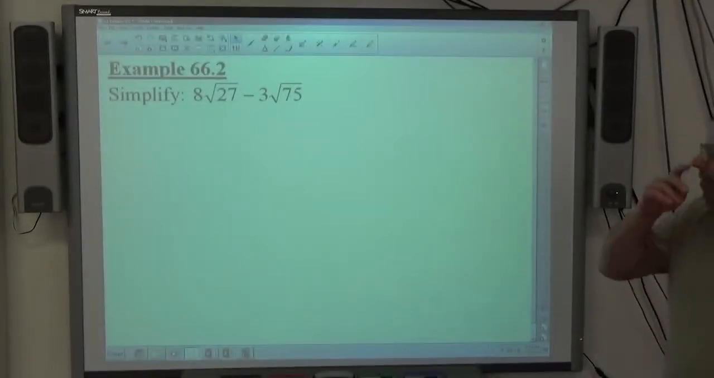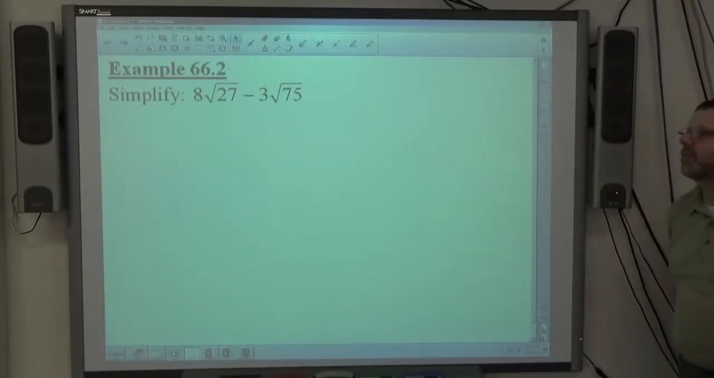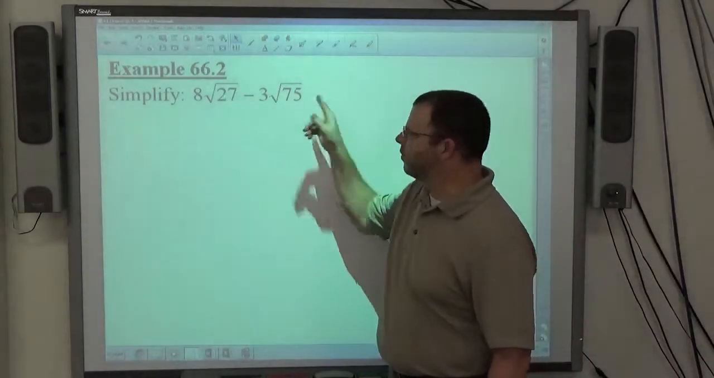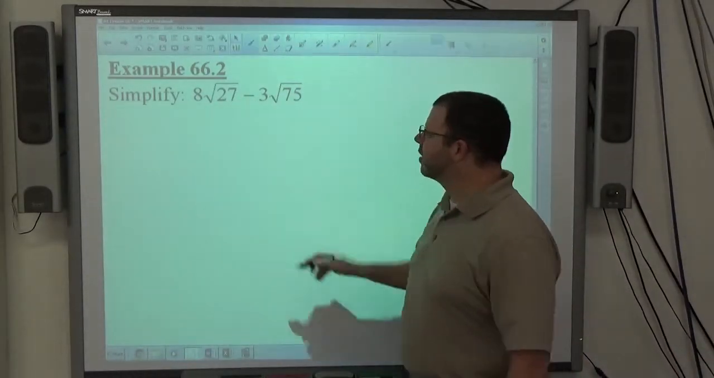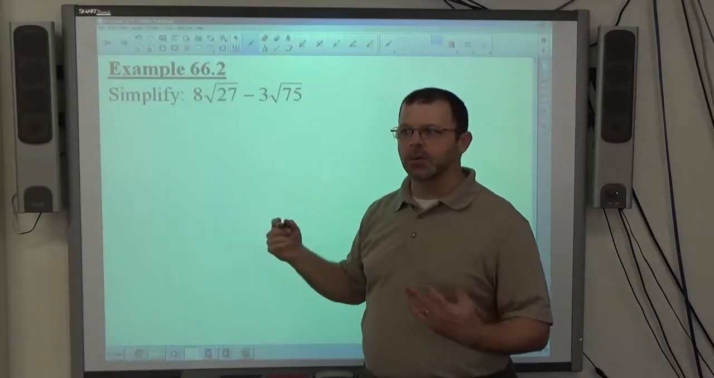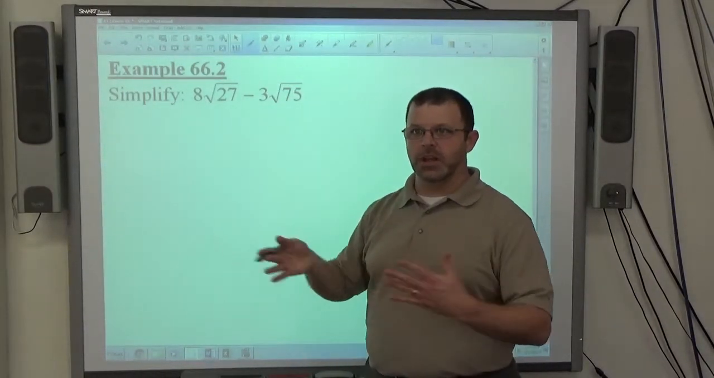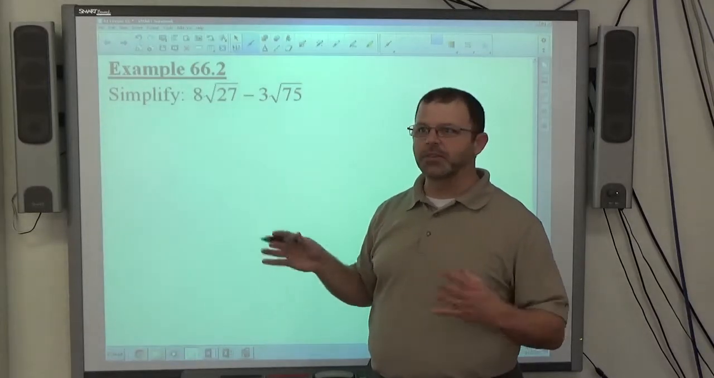Example 2, simplify 8 square root of 27 minus 3 square root of 75. Same issue as before. Subtraction of radicals is not possible if the radicals don't match. But again, looking at these numbers, I see they're composite numbers, so breaking them down is a possibility. If you can do it just in your head, 27 is 3 times 3 times 3, fine.